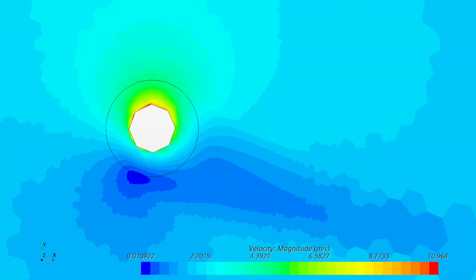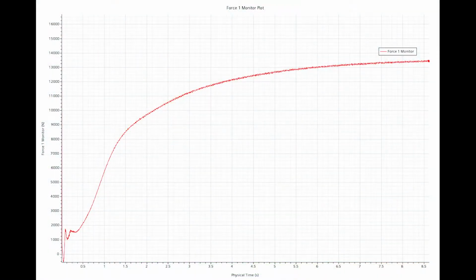This is the octagonal test velocity field. The maximum lift seen here is 13,500 newtons. According to Pezzati's results, this should be roughly the same amount of lift as the hexagonal section. However, this is 22% lower, which is unexpected.